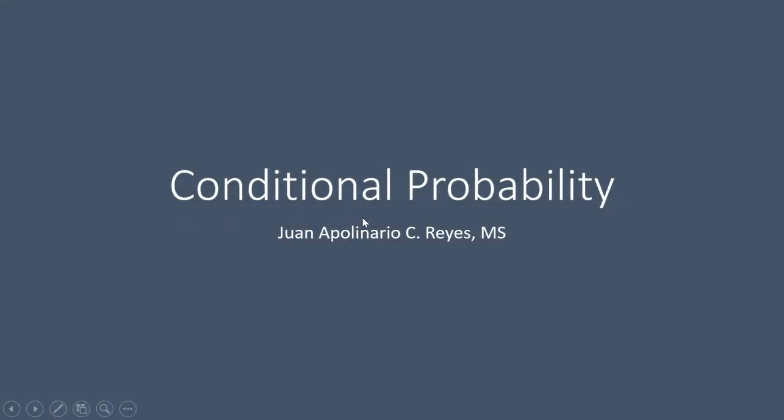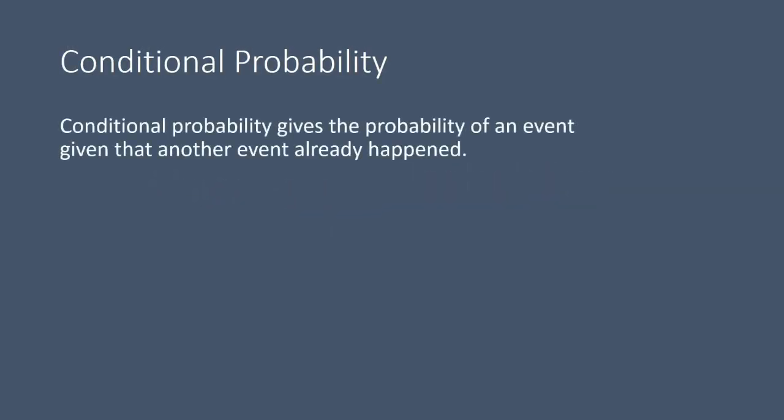Conditional probability. So the conditional probability gives the probability of an event given that another event already happened.